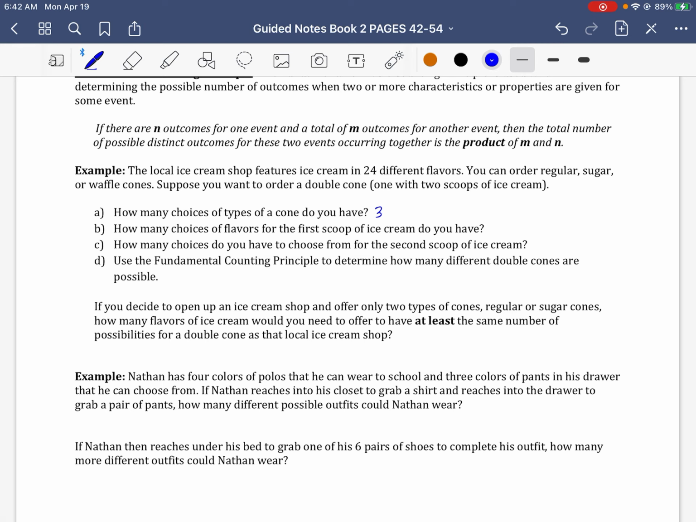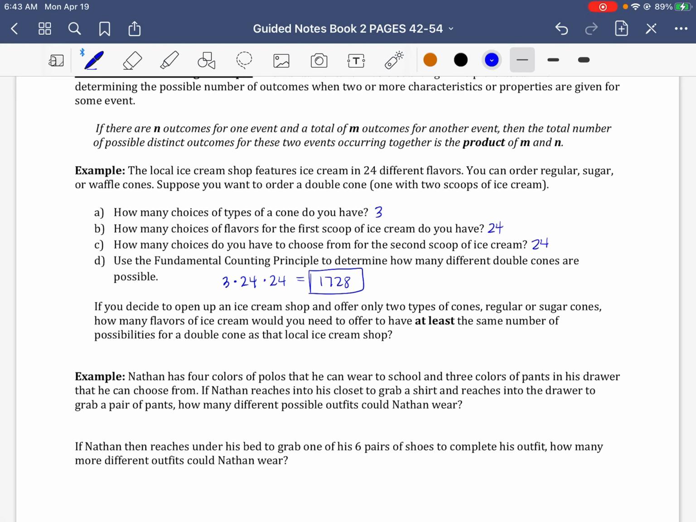Flavors for the first scoop of ice cream. It looks like you could choose from the 24 flavors. And then nothing says you can't put those flavors together. So how many do you have to choose from for the second scoop? Also 24. So if we were using the fundamental counting principle to determine how many different double cones are possible, again, we just look at the options. We choose a cone, we choose a scoop of ice cream, and we choose a scoop of ice cream. So if we multiply that, there would be 1,728 different combinations of cones that you could create.